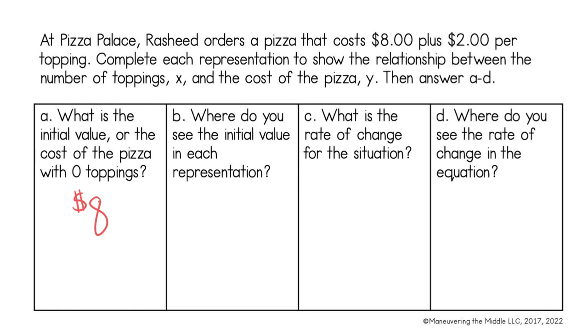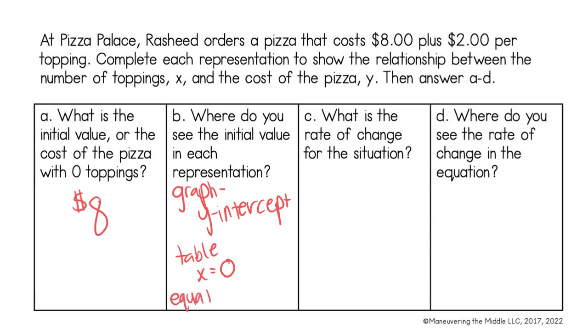So B, where do you see the initial value in each representation? In the graph, it is the y-intercept, or where it crosses the y-axis. In a table, it's where x equals 0. And then if you just look in the equation, it's where b equals whatever. So in this case, b equaled 8.